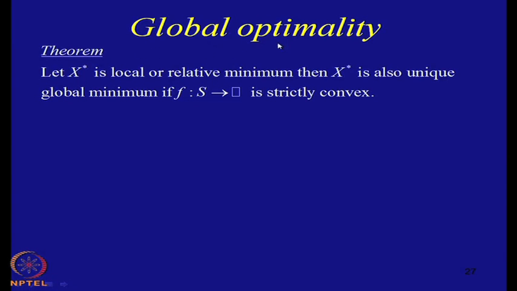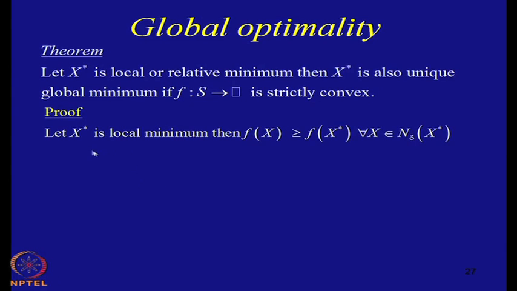Here is one of the properties. Let x star be a local or relative minimum, then x star is a unique global minimum if f is a function from S to R, that is, the real line. If it is a function of several variables, then it should be from S to Rn. If f is strictly convex, then the relative minimum would be the unique global minimum. Let us prove it. Let us consider x star is the local minima for us.